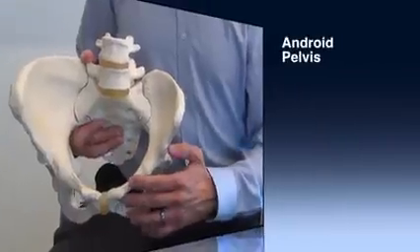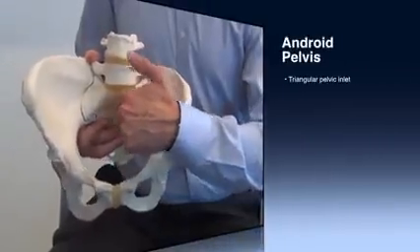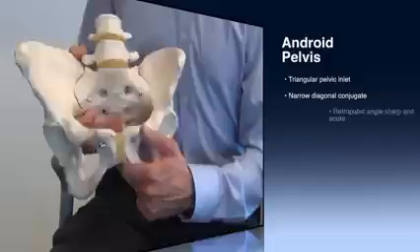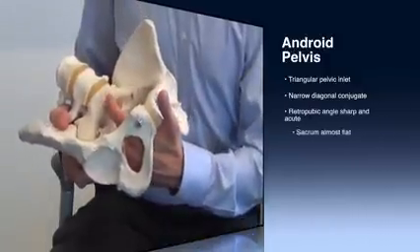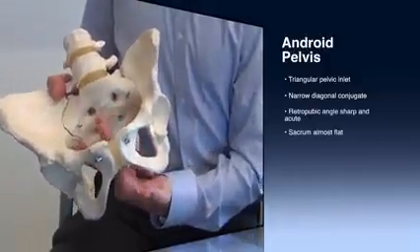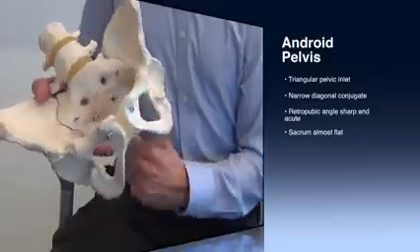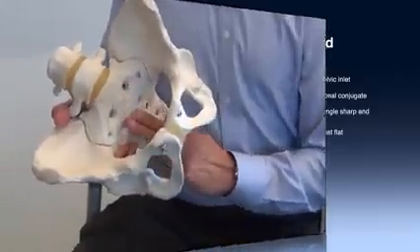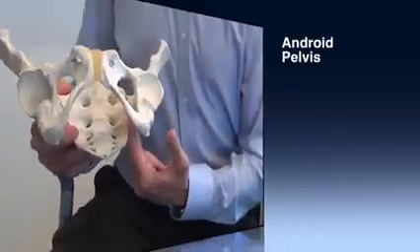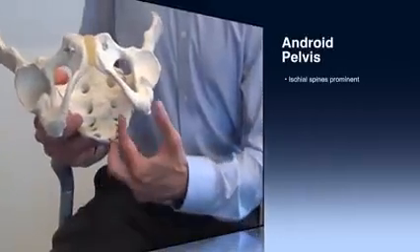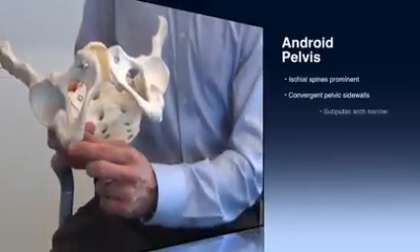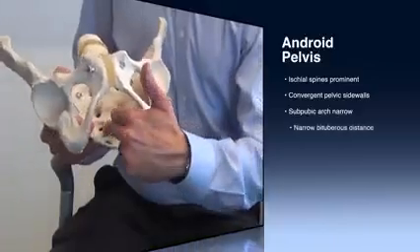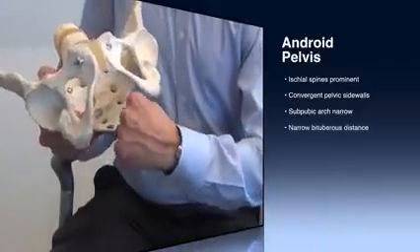On clinical pelvimetry of the android pelvis, the pelvic inlet is triangular in shape. The diagonal conjugate is narrow, and the retropubic angle is sharp and acute. The sacrum is almost always flat or minimally curved. The ischial spines are prominent, and the pelvic sidewalls are convergent. The suprapubic arch is narrow, as is the bituberous distance.